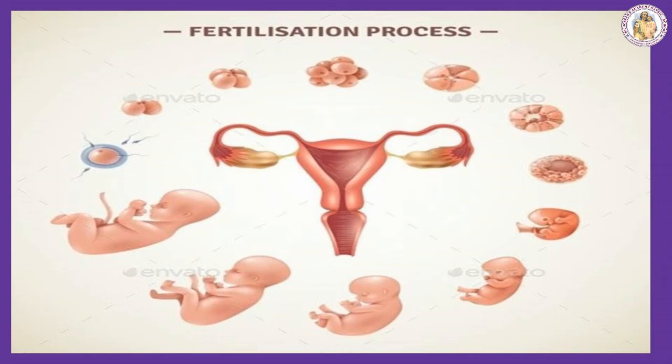Cleavage and the formation of the blastula. The first cleavage takes place about 30 hours after fertilization. Cleavage is a series of rapid mitotic divisions of the zygote to form a many-celled blastula, that is the blastocyst, which comprises an outer layer of smaller cells and an inner layer of larger cells.